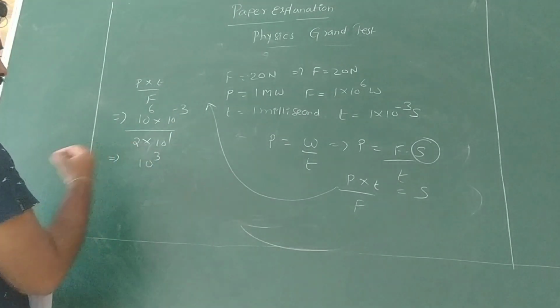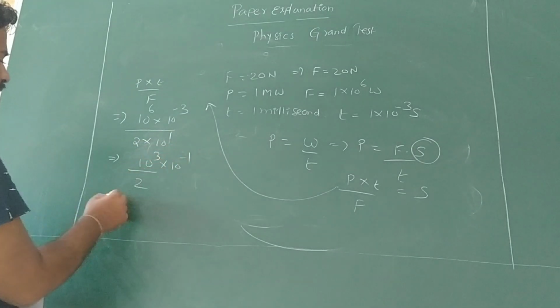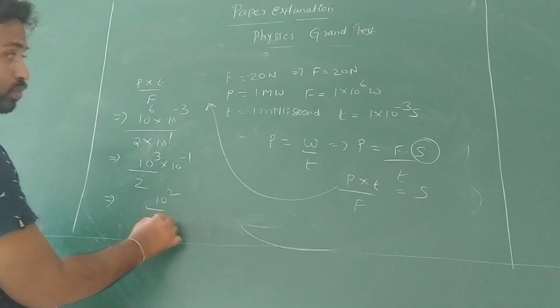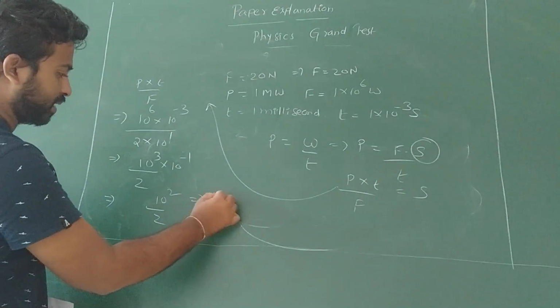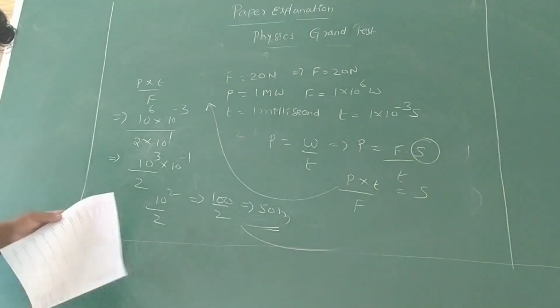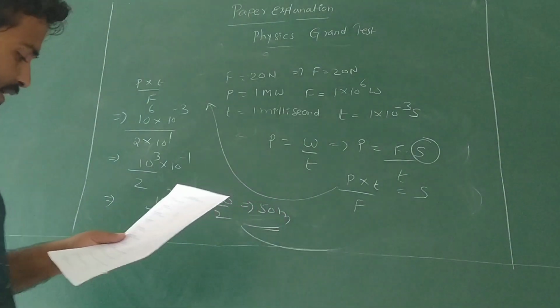Then it is 10 cube by 2. Then it goes to the numerator, so it becomes 10 power of minus 1. Then 10 cube into 10 power of minus 1 is 10 square by 2. 10 square means 100 by 2, which is 50 meter. The answer is B. Right?